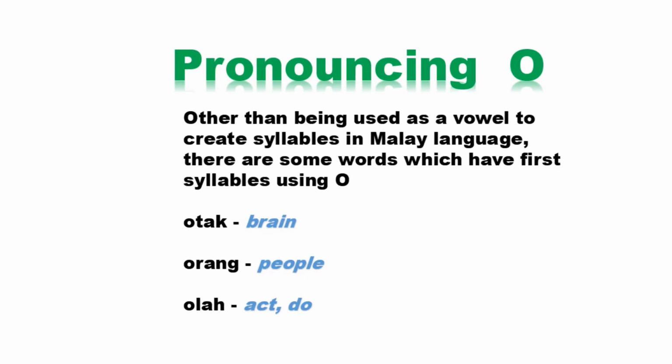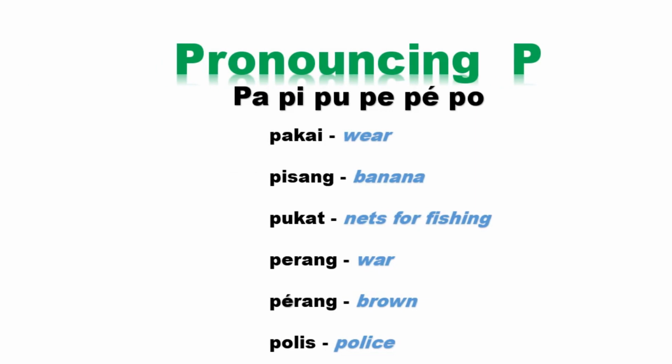Pronouncing O. Other than being used as a vowel to create syllables in Malay language, there are some words which have first syllables using O. Otak, orang, olah. Pronouncing P. For P, pa, pi, pu, pe, pe, po. Pakai, pisang, pukat, perang, polis.